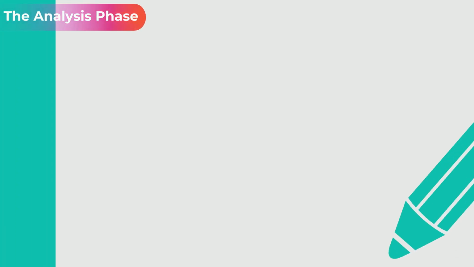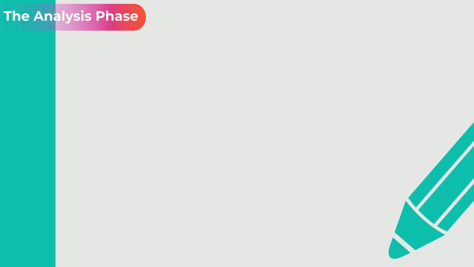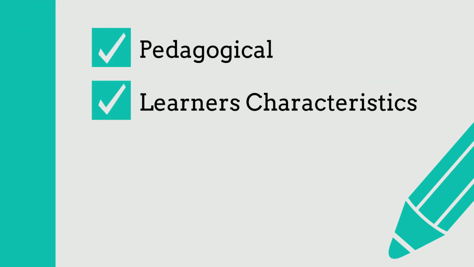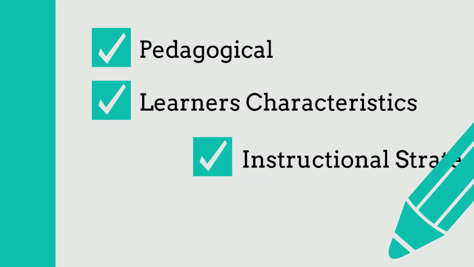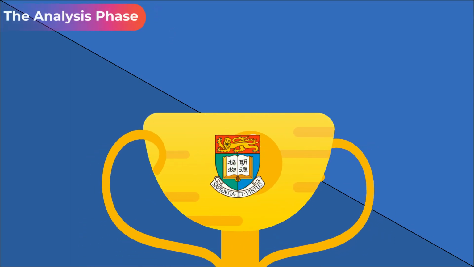Now let's have a look at the analysis stage. There are 4 main considerations that we have to look into. First of all, there's the pedagogical consideration, then there's learners' characteristics, then the instructional strategies, and the learning constraints. We will now look into the pedagogical consideration.